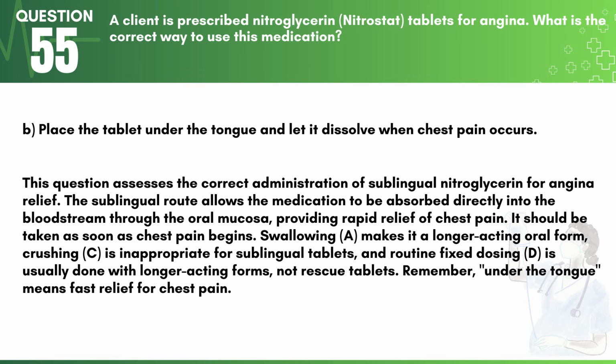Swallowing, A, makes it a longer-acting oral form. Crushing, C, is inappropriate for sublingual tablets, and routine fixed dosing, D, is usually done with longer-acting forms, not rescue tablets. Remember, under the tongue means fast relief for chest pain.